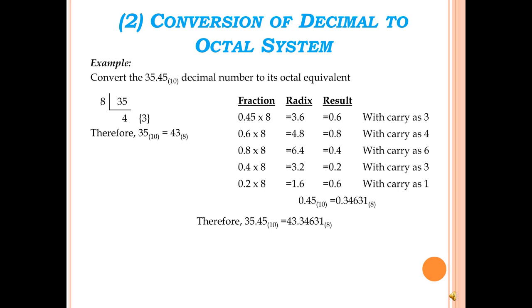So the value for 0.45 base 10 is equal to 0.34631 base 8. That means the final value of the number 35.45 base 10 is equal to 43.34631 base 8.